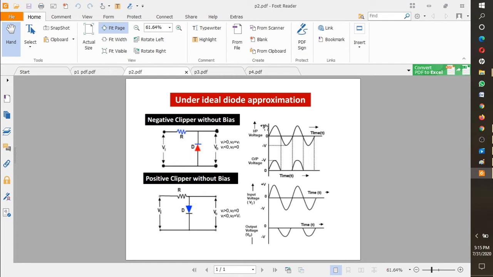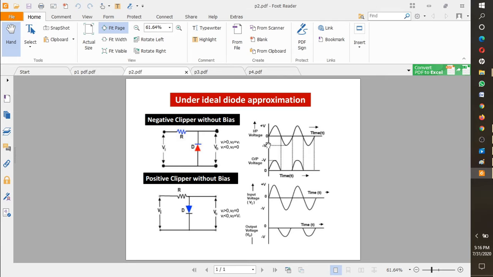For positive half cycle, that is Vi greater than 0, the diode is reverse biased. So this path is open and as a result we will get input voltage as it is at the output. So for positive half cycle, that is Vi greater than 0, V0 is equal to Vi.